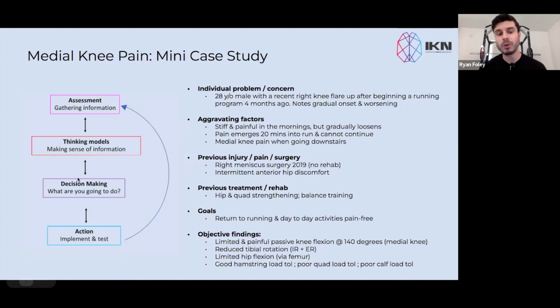Okay. And so when we're looking at things from a decision-making standpoint, we broadly categorize these into education, physical stress application, and then symptom modification. And we're going to talk about those different categories in the next slide. But let's get to the actual individual that we're working with here. So let's move into the actual case study.